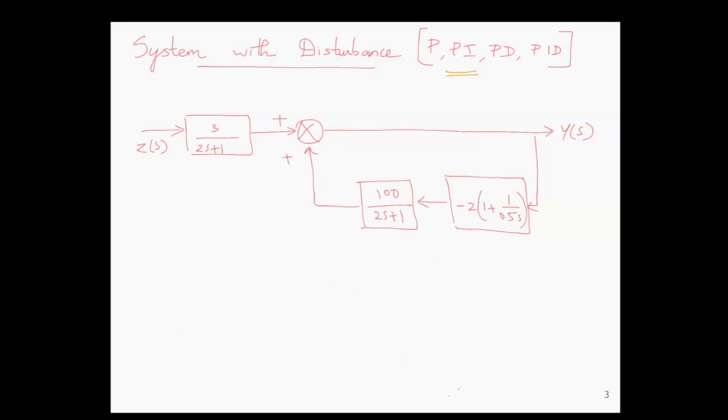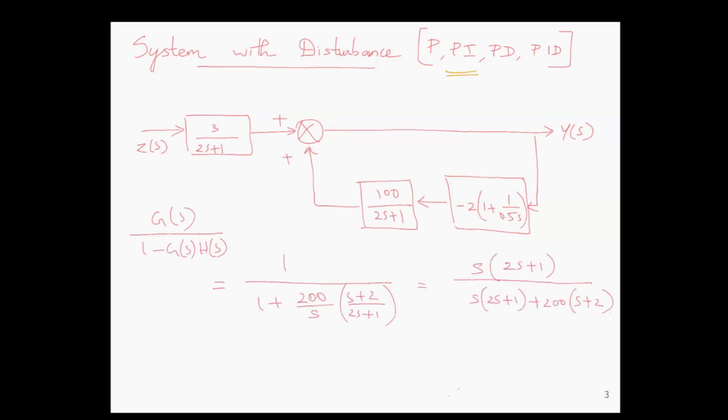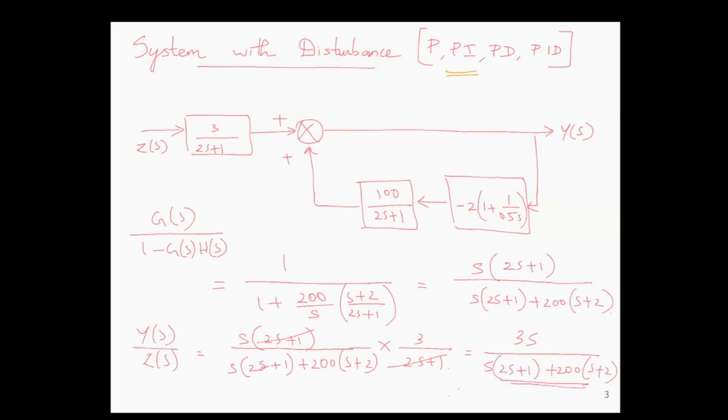Now to reduce the positive feedback loop, we will have g of s divided by 1 minus g of s h of s. So that will be equal to s into 2s plus 1 divided by s into 2s plus 1 plus 200 into s plus 2. Both the blocks, 3 divided by 2s plus 1 and s into 2s plus 1 divided by s into 2s plus 1 plus 200 into s plus 2, are in series, so we just multiply them and cancel the terms to get the entire transfer function between y of s and z of s as 3s divided by s into 2s plus 1 plus 200 into s plus 2.